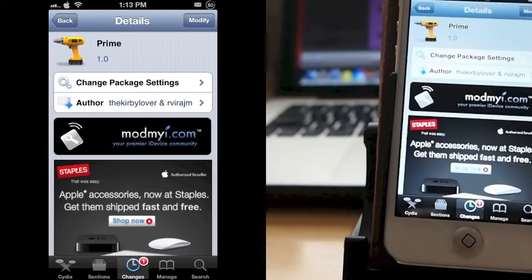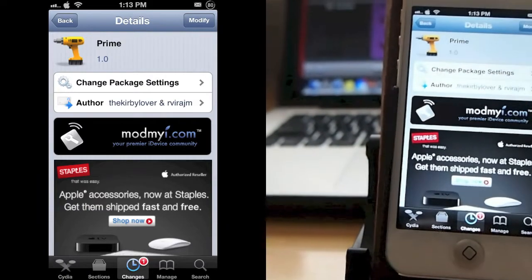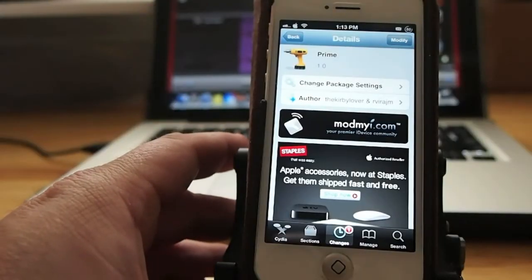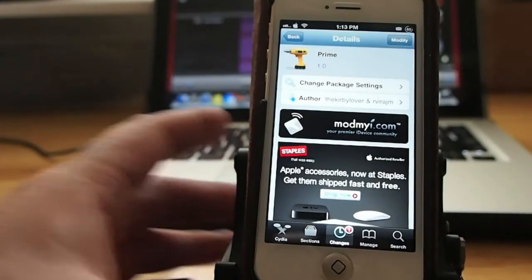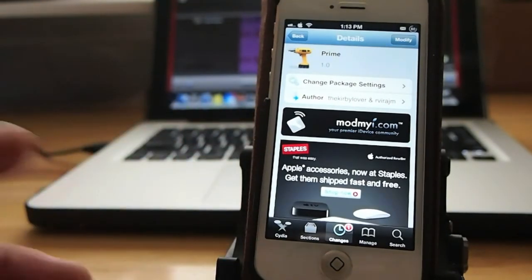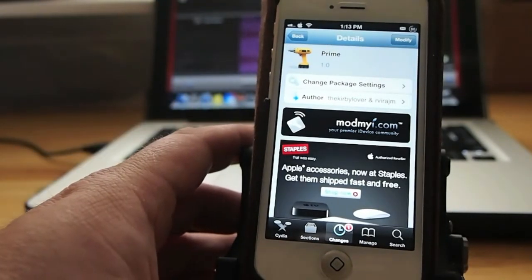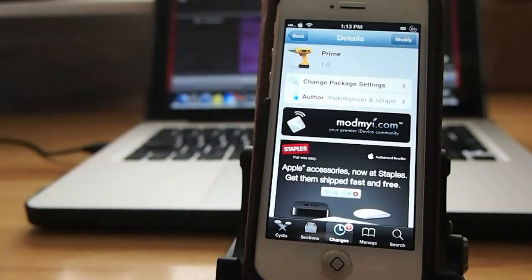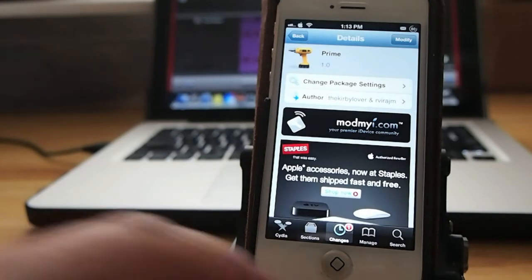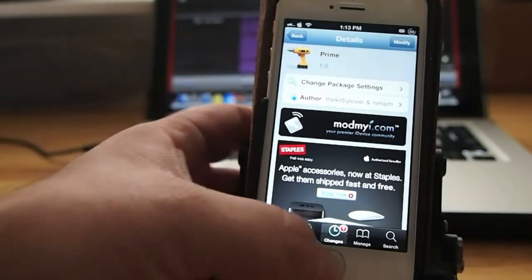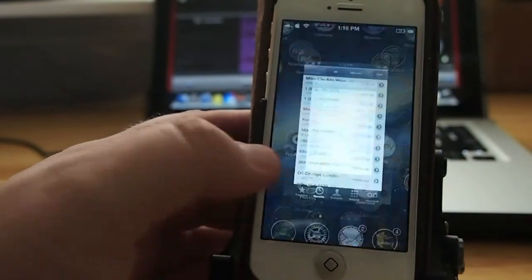Today we're going to be looking at Prime. It's a new free tweak in Mod My Eye, and what it does is it allows you to distinguish between outgoing calls, incoming calls, and missed calls by different colors. Before, they were either red or black, and that's pretty much it. It was hard to tell what was outgoing, what was incoming, and what was missed, and so on. Well, now it's going to be very easy to distinguish between those types of calls.